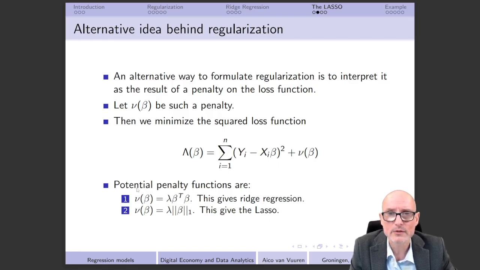And now there are different choices with respect to this penalty term in terms of a function that we have over here. The first function that we can choose is to have that new beta becomes equal to lambda beta transpose times beta. That will actually give us ridge regression. And we can also have a second choice where new beta is going to be equal to lambda times, well, the sum of the absolute values of the betas, and that will actually give us lasso. So in that sense, we're going to get exactly the same results as what we had before by using this interpretation of, or this idea behind regularization.